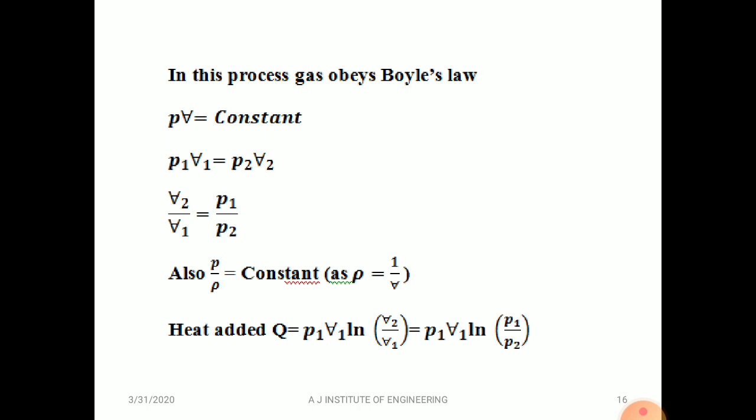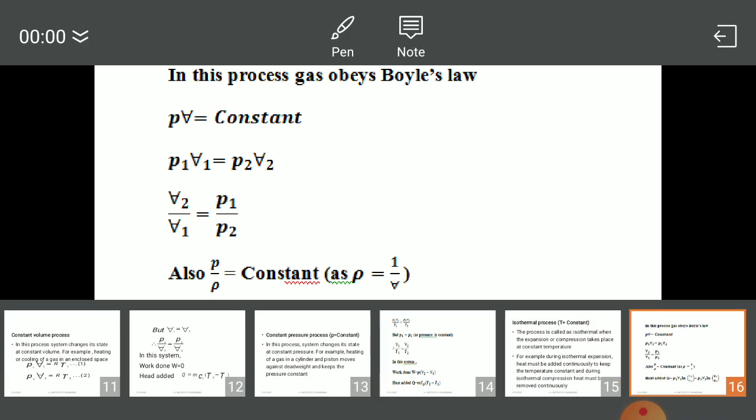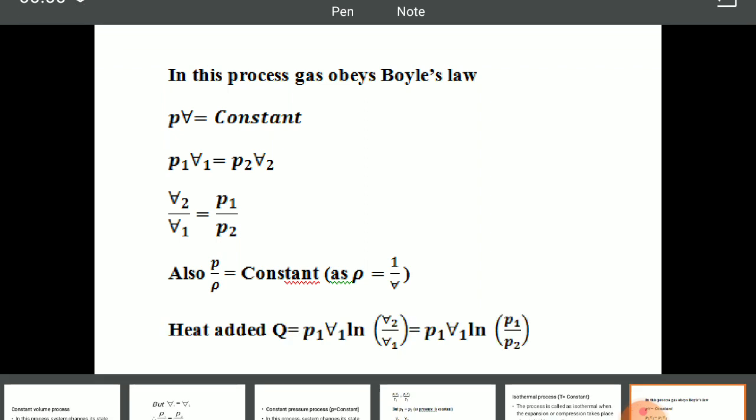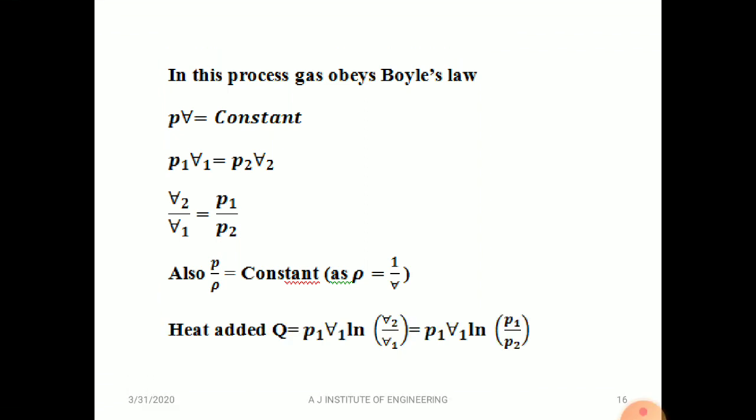Also, from the equation of state we have P by rho equal to constant, because rho equal to 1 by V, that is specific volume. So heat added for the isothermal process Q equal to P1 V1 ln of V2 by V1, that is equal to P1 V1 ln of P1 by P2, because you can replace V2 by V1 with P1 by P2 using the expression obtained above.